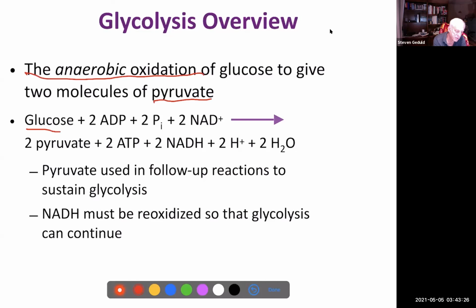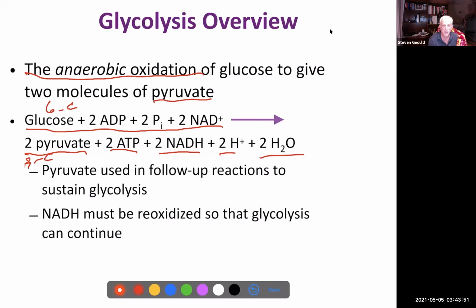You have glucose plus 2 ADPs plus 2 phosphates plus 2 NAD pluses going to 2 pyruvates, 2 ATPs, 2 NADH, 2 H pluses, and 2 H2Os. Okay. Remember, it's 2 because pyruvate is a 3-carbon molecule. Glucose is a 6-carbon molecule. So it's going from 6 carbon to 3 carbon, so you're going to get double. So it takes 2 ADPs and 2 Pi to give you 2 ATPs, 2 NADH, 2 H plus, and 2 H2Os.